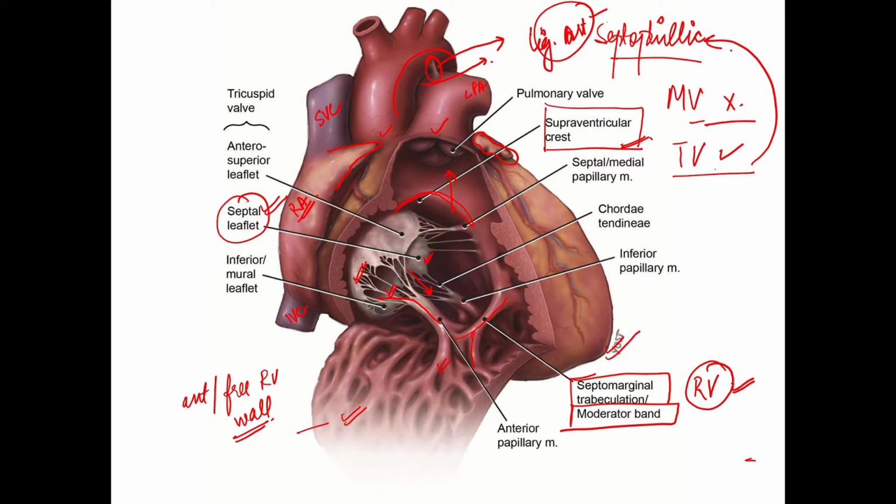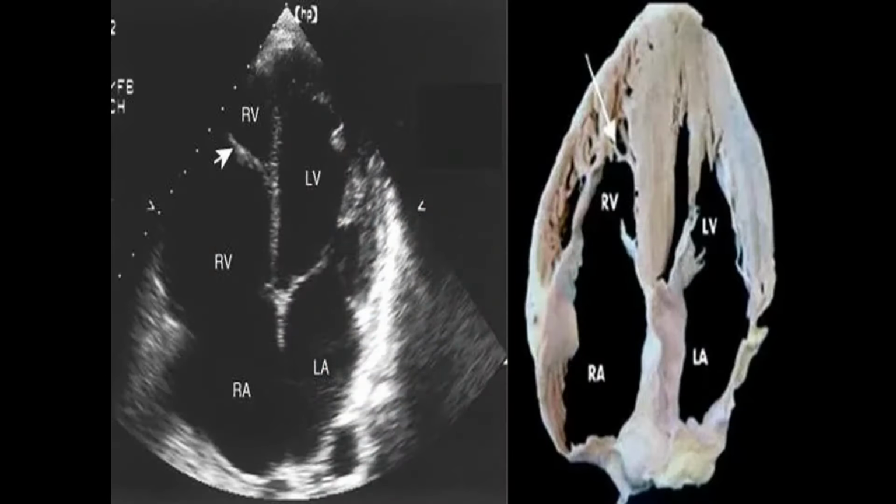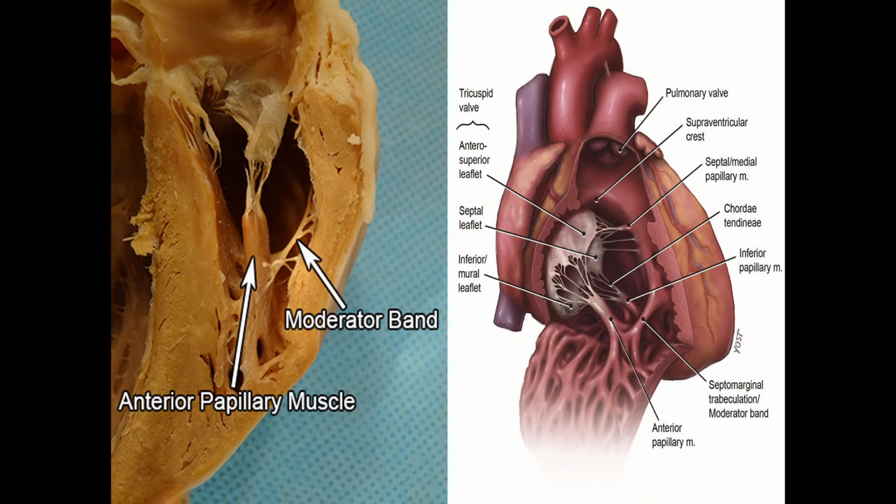This is the apex of the heart. If you look at this apical four-chambered view, there is a band-like structure which originates from the free wall of the right ventricle and goes on to insert into the septum. This is known as the moderator band. Again, in this gross specimen also, you can see the anterior papillary muscle to the septum of the ventricle, the moderator band. Same over here.